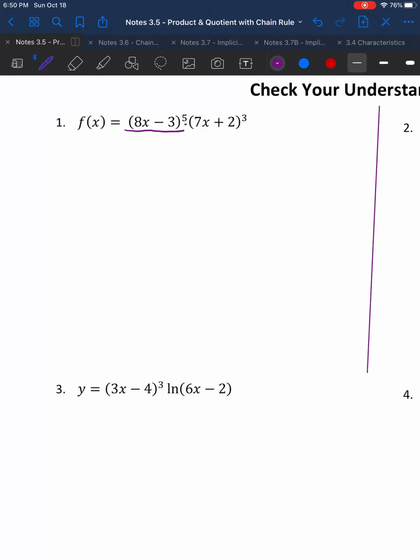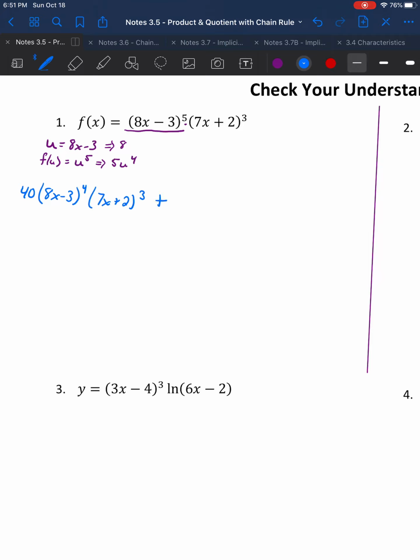Okay, so looking at number 1, we have a product. Product rule says derivative of the first, but in order to take the derivative of this first piece, I'm going to need to use a chain rule. So I'm going to have to define my u, which then makes my f(u), u to the 5th. I'm going to take the derivative of each of those pieces. And then I'm going to multiply those together.